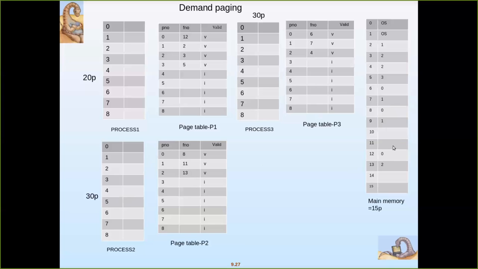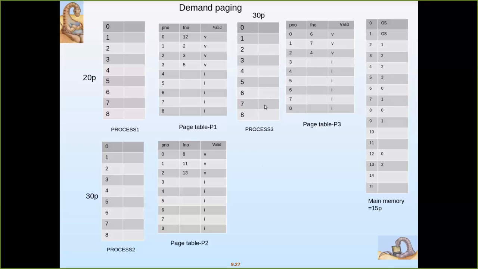Here I haven't made a modification, but in the 11th, here it is, one is there. Then the second page is present in the 13th, that is here. Then let us take this example, this process. The 0th page is present in where? 6. Then the first page is present in the 7th frame. Then the second page is present in the 4th frame. Even if 2 is there, using the page table, the process can uniquely identify its page, because it mentions the frame number.